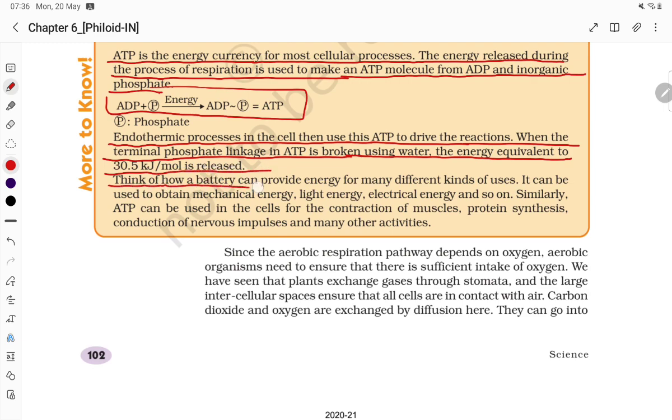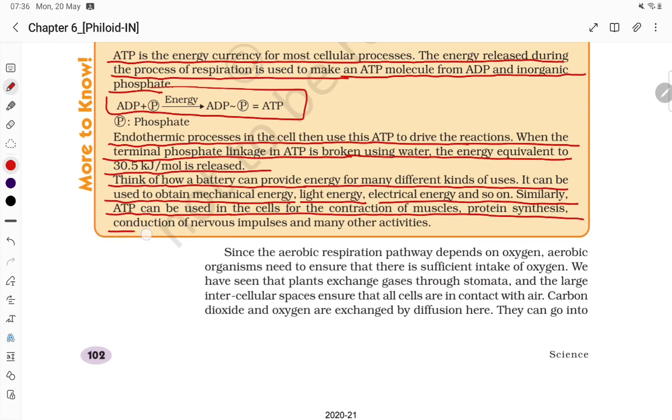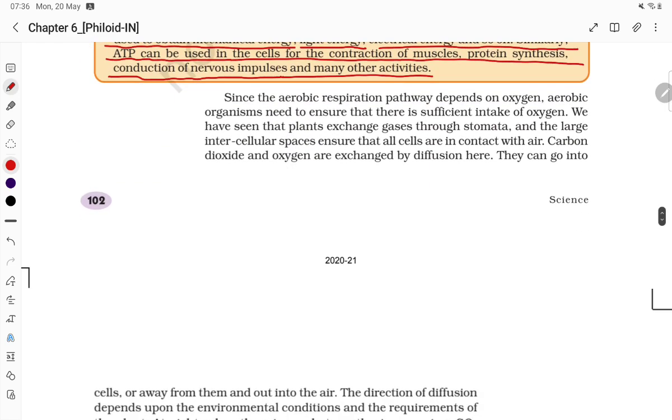Think of how a battery can provide energy for many different kinds of uses. It can be used to obtain mechanical energy, light energy, electrical energy, and so on. Similarly, ATP can be used in the cell for the contraction of muscle, protein synthesis, conduction of nervous impulses, and many other activities.